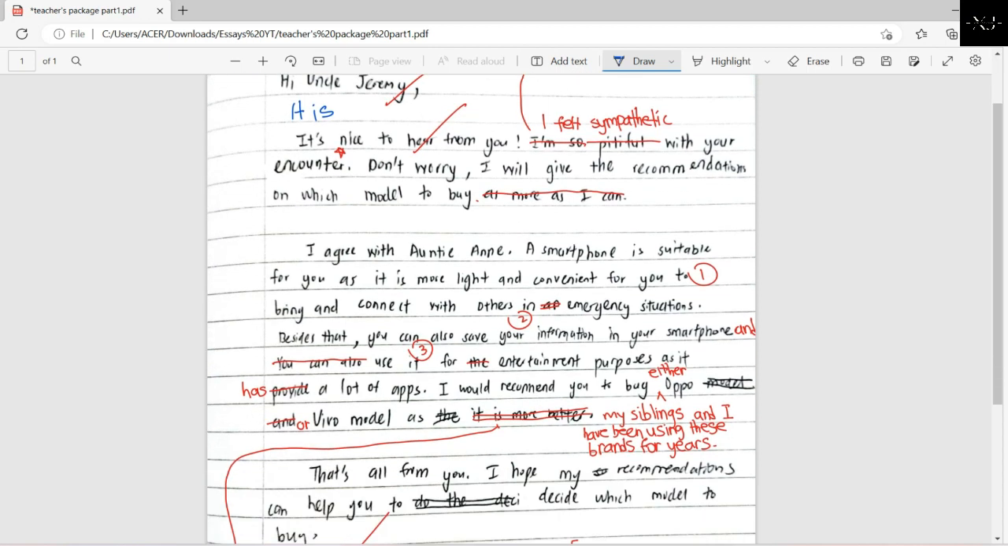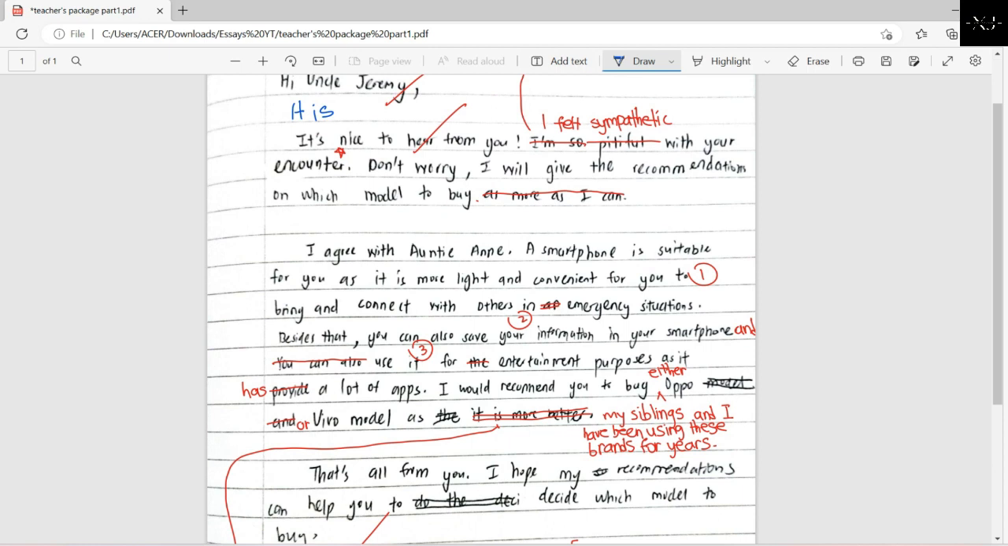Okay, so in the previous letter or email that we received, Uncle Jeremy said that his wife wanted him to get a new phone. So like I said just now, we had to talk a bit of our emotions a little bit more, right? So we say I agree with Auntie Anne, and then we dive into our main topic and talk about the benefits of having a smartphone, because Auntie Anne actually wanted Uncle Jeremy to buy a smartphone. So we had to explain to Uncle Jeremy why a smartphone is suitable or convenient for him. Basically, we list out the benefits.